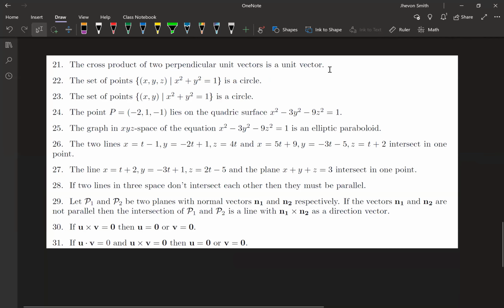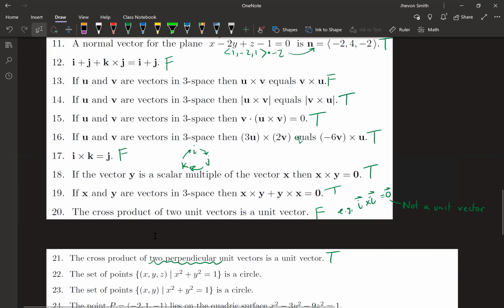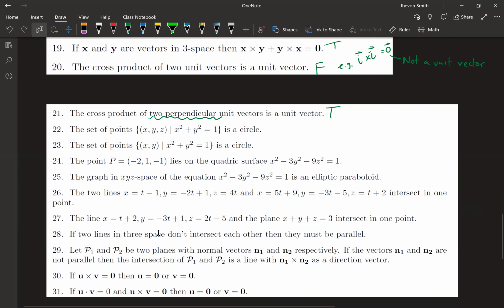Cross product of two perpendicular unit vectors is a unit vector. Right, so here they threw in the extra phrase. Now that one is true. And that is why I believe a lot of you thought the last one was true. Now that is actually important. You weren't missing it. And so that's the kind of thing that you definitely have to watch out for on the final that's coming up.